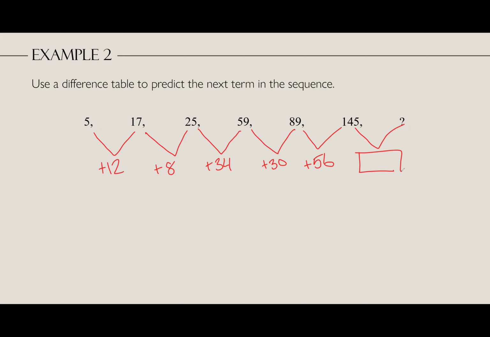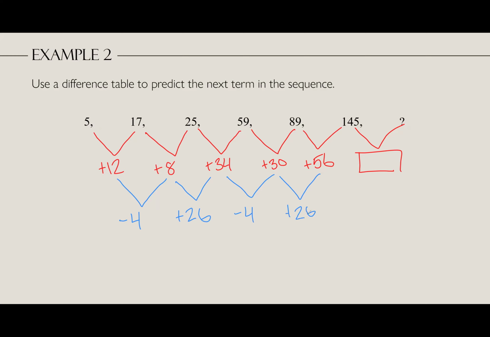So, how do I go from 12 to 8, the difference? Well, to go from 12 to 8, we have minus 4. It's actually our first time we're using a minus for this difference table. What about 8 to 34? 8 to 34, we have plus 26. 34 to 30, I have a difference of negative 4. 30 to 56, it looks like plus 26.